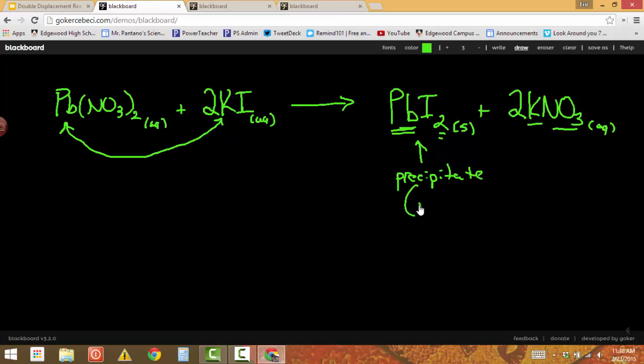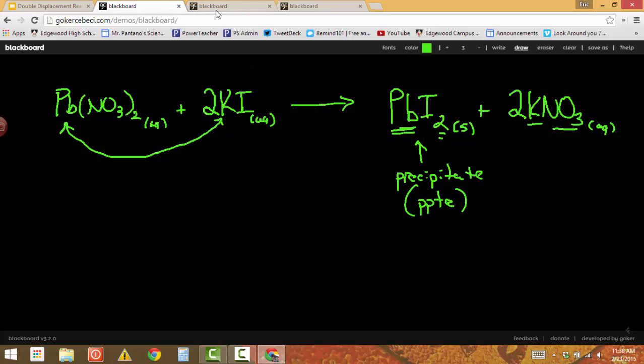Sometimes precipitate is abbreviated PPTE, just so you know. Okay? That means if I take this colorless solution, and KI is a colorless solution, and I mix them together, I get a bright yellow solid forming in a colorless solution. It's a kind of cool thing, and we'll take a look at that reaction later on.